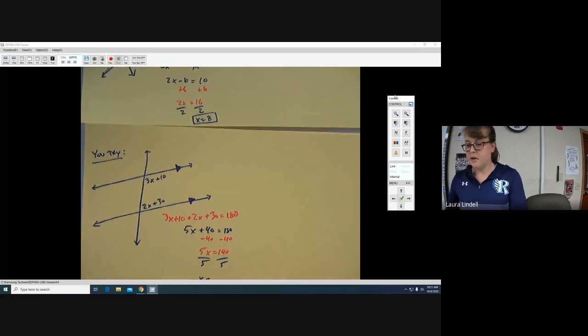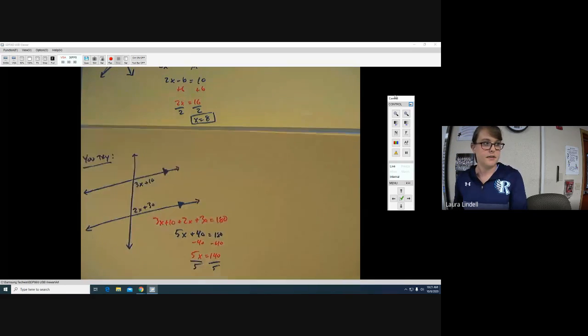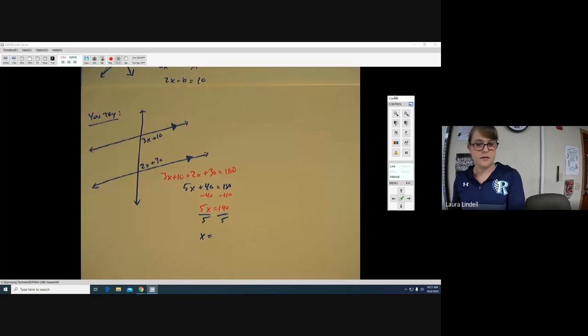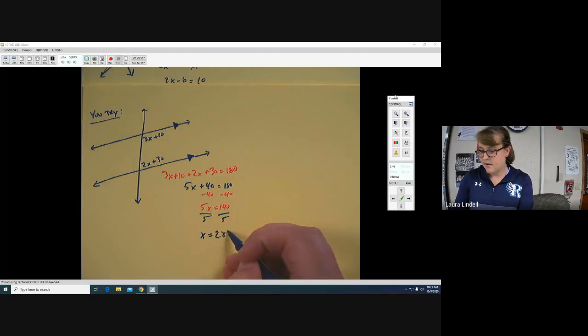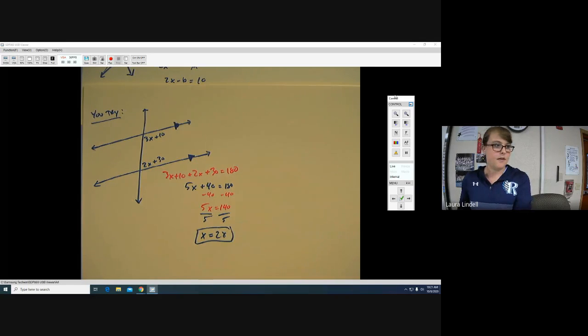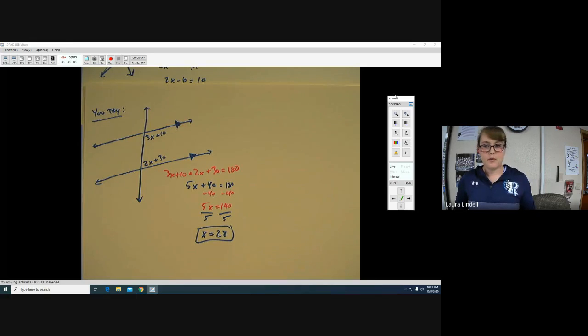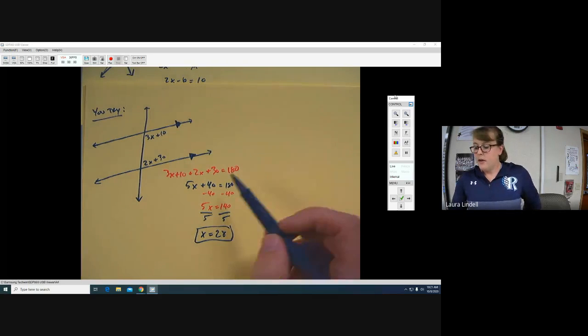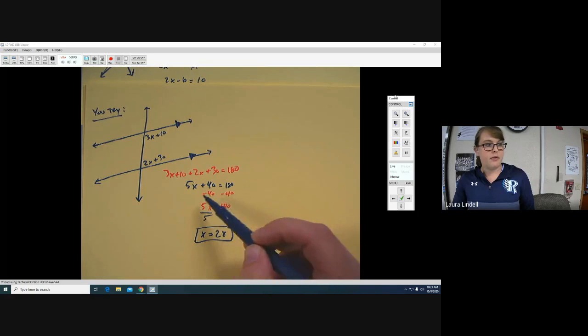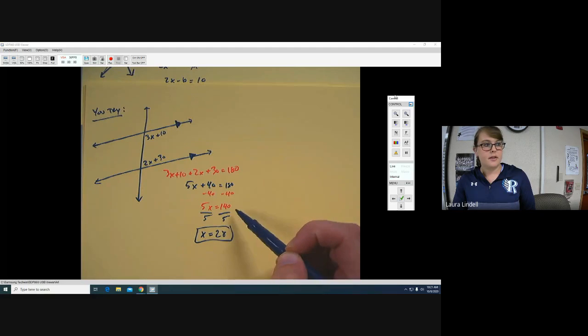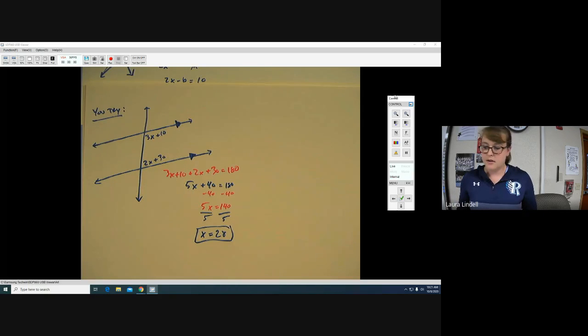For those of you who have solved it, what'd you get for x? Ashton got 28. Good, that's what I got too. Okay, so if you got 28, you are correct. So here we would combine our like terms to get 5x plus 40. Subtract 40 on both sides to get 5x equals 140. Divide by 5 on both sides to get x equals 28. Okay.